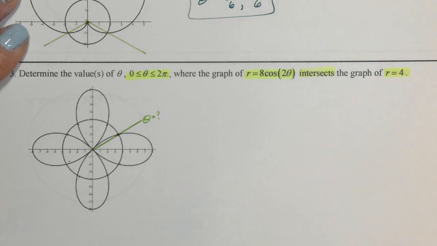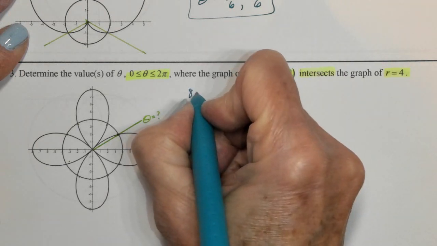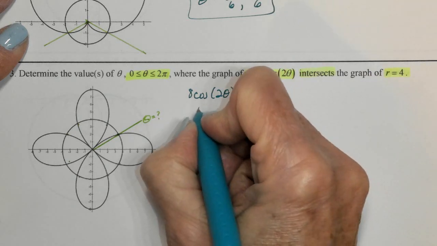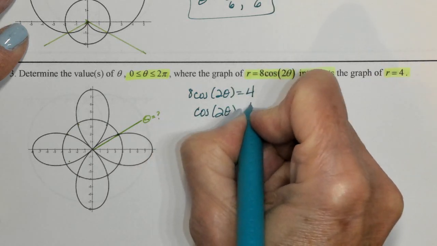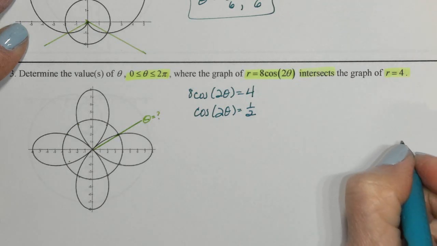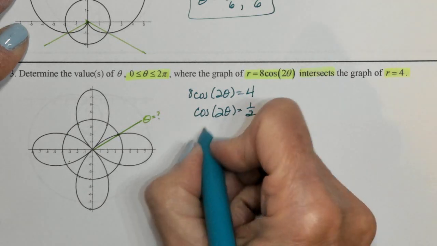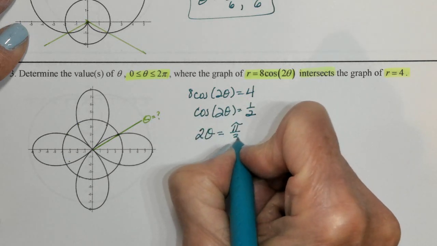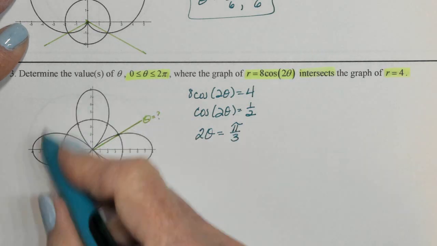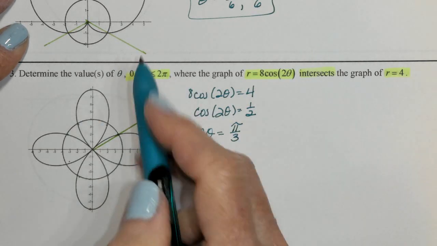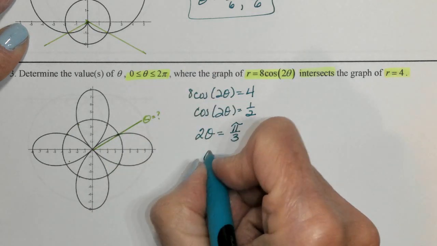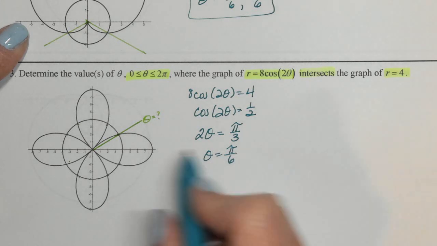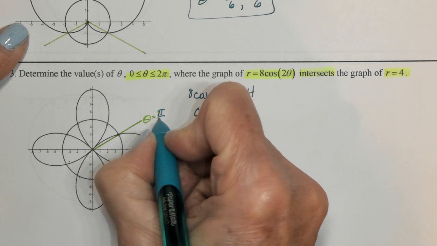Okay? So I'm going to take 8 cosine of 2 theta is equal to 4. Divide both sides by 8. The angle that makes cosine a half, that first one would be pi over 3. I only care about that first one because I'm going to use symmetry to get the remaining values. If I divide both sides by 2, this is just what we did in our trig unit. Divide both sides by 2 and we get pi over 6. So this first theta value is pi over 6.